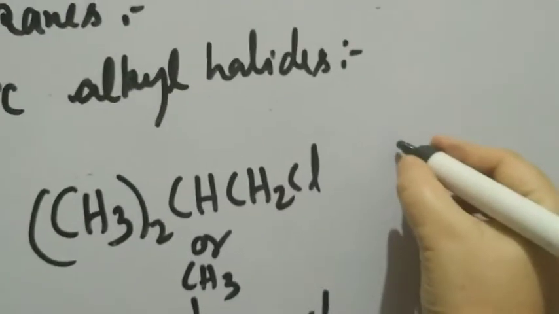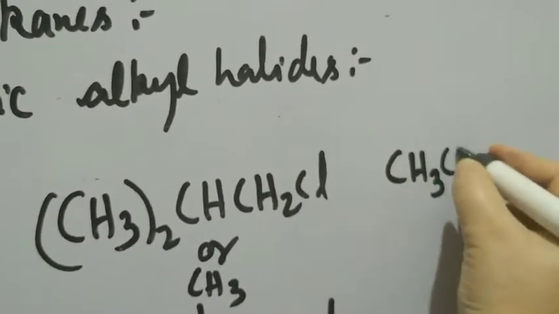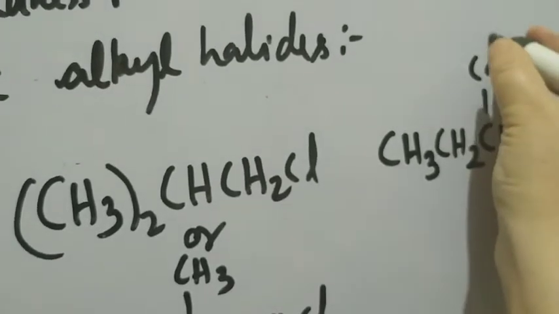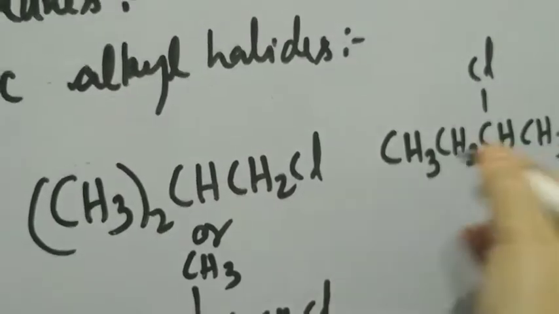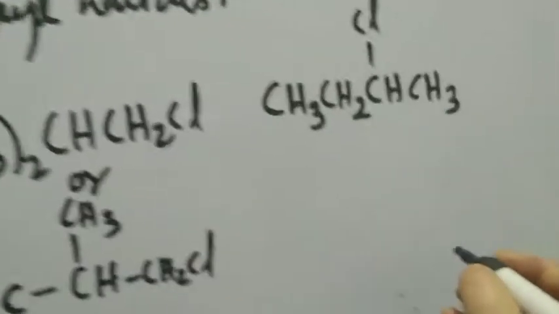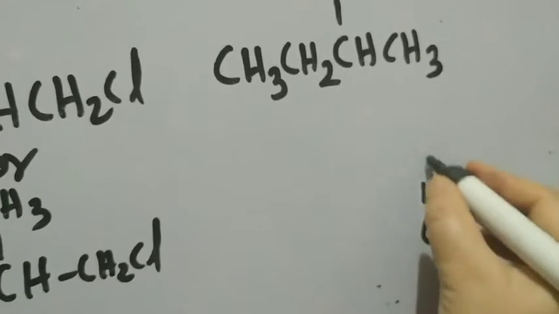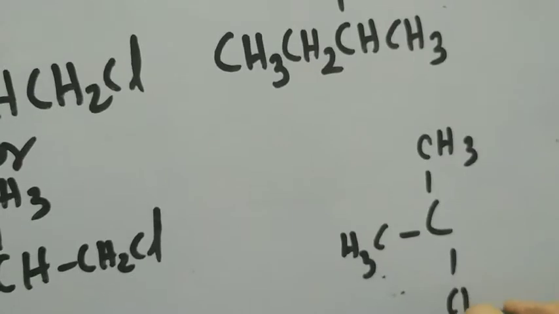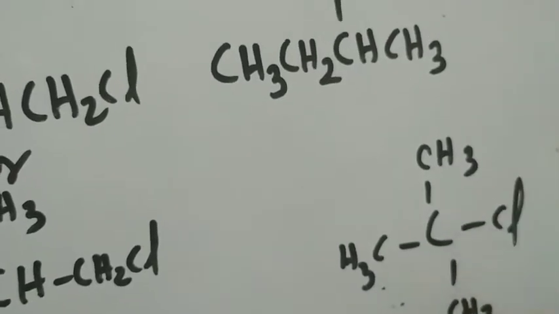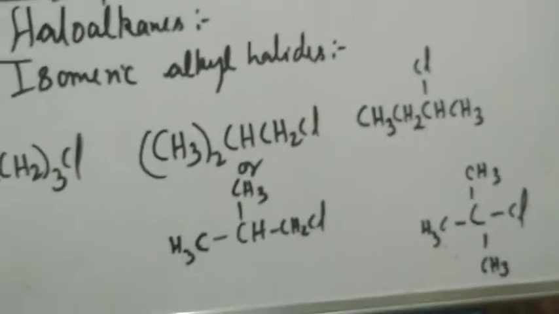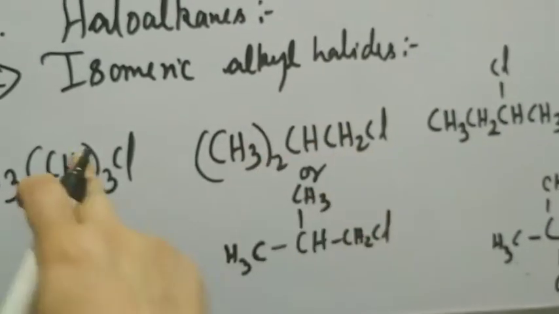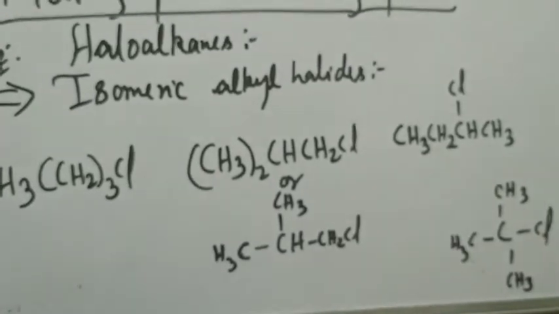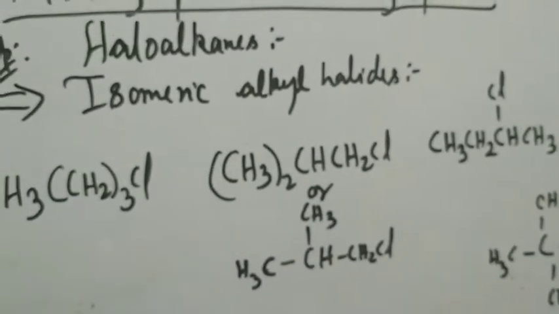The other one that we are going to write is CH3, CH2, CH, Cl, CH3. This is 2 chlorobutane, right? And the last one will be CH3, CH3, CH3, Cl, tertiary butane. All of them, look at all the 4 formulae. 1, this is the same, 2, 3 and 4. All three are butyl chlorides, but there are 4 different isomers.